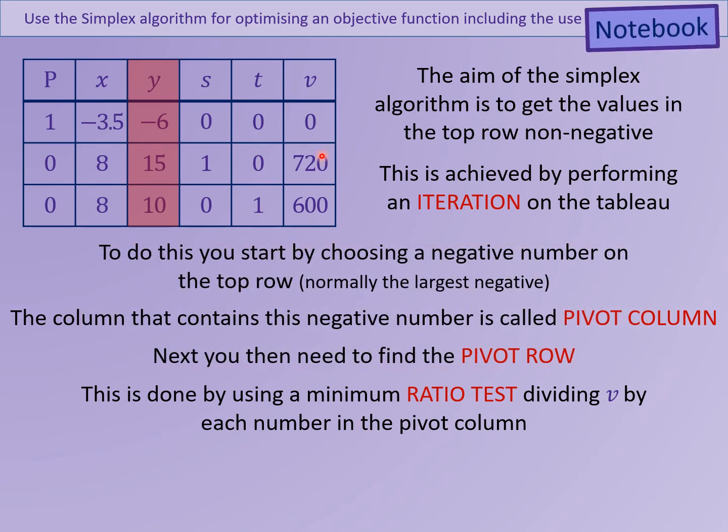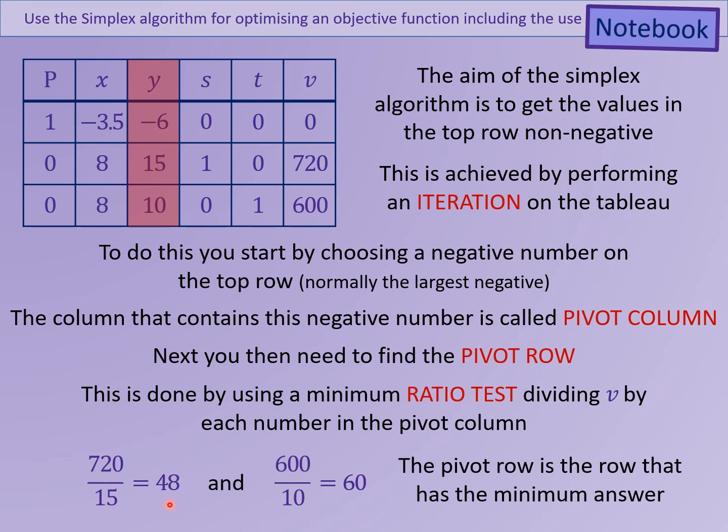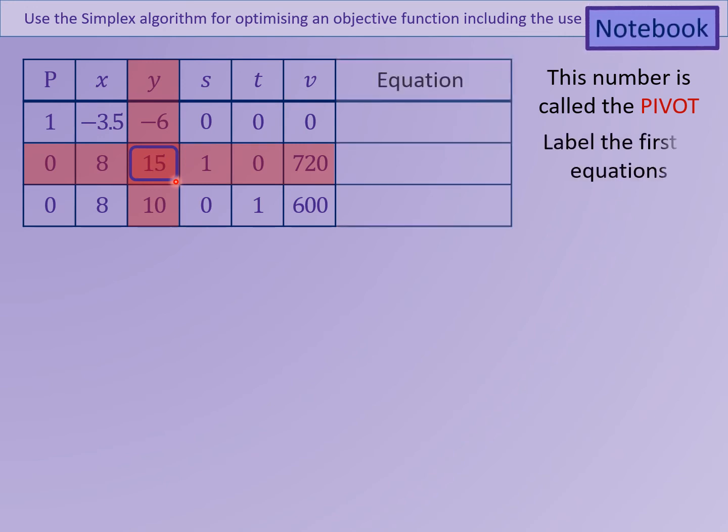Right, so let's go back and look at the ratio test. 720 divided by 15, 600 divided by 10. There's the first one, that gets us 48. 600 divided by 10 gets us 60. And I pick the smaller out of those two. So this is the smaller of the two, so this will be my pivot row just here. Once I've decided on my pivot row and my pivot column, that value there is the important one. That tells you what your pivot is. So 15 is our pivot. It's important to know the pivot because that's the one we're going to be working with.